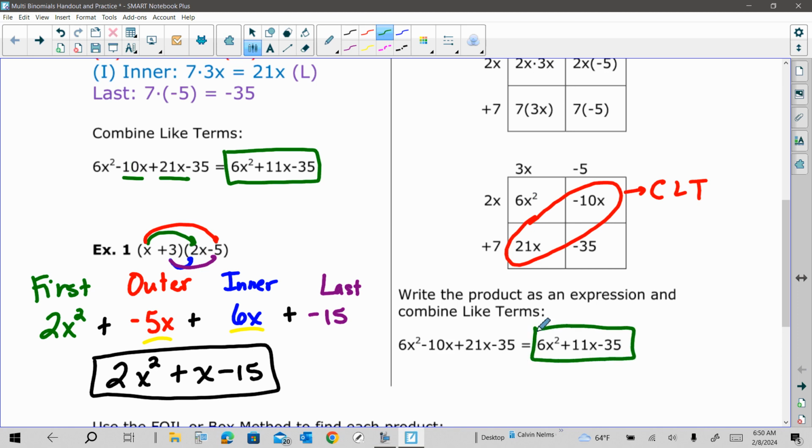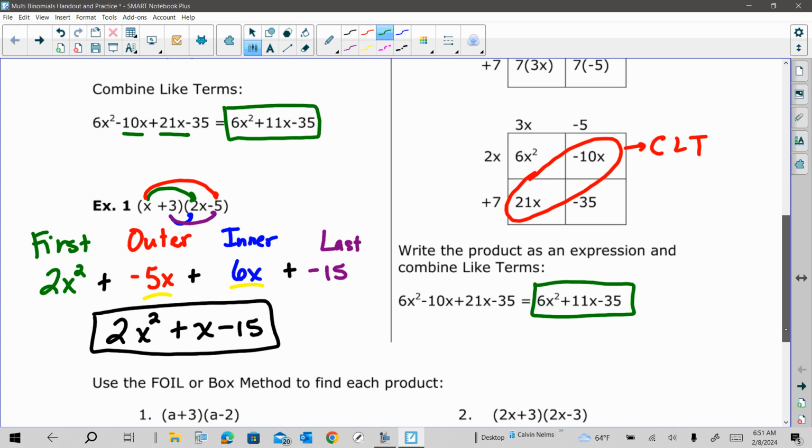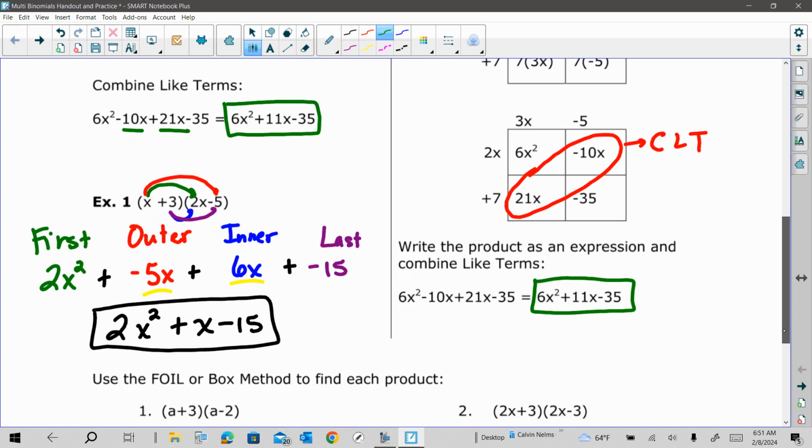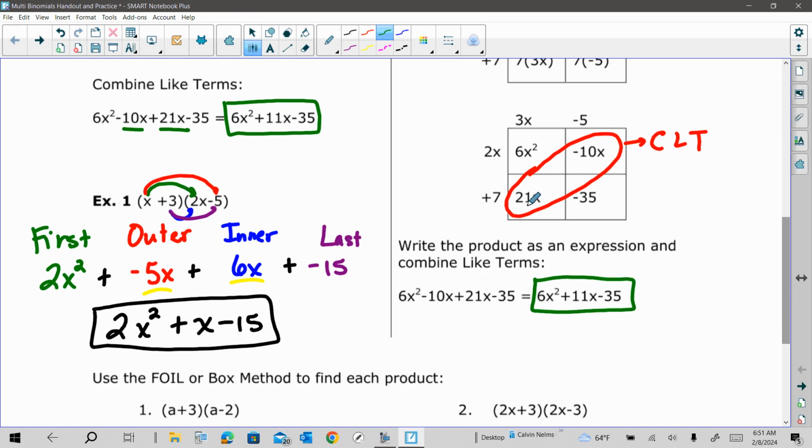So at this point, we just want you to pick a method that you like using and be proficient in that method. So I'm not saying you have to do the box method. If you prefer that, you need to just show it and then simplify it by combining like terms diagonally.